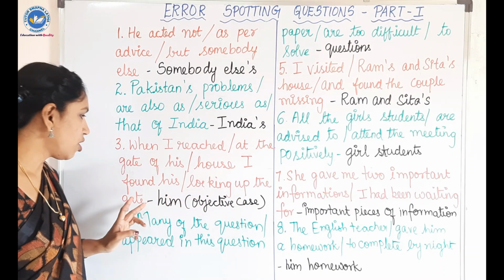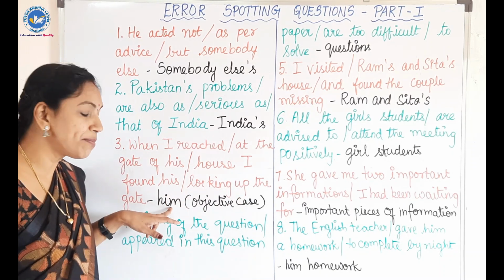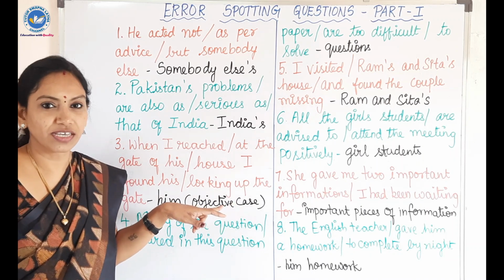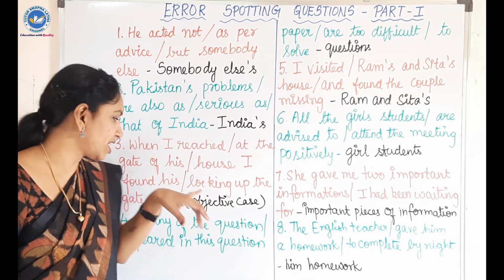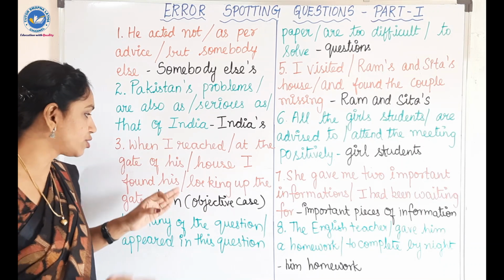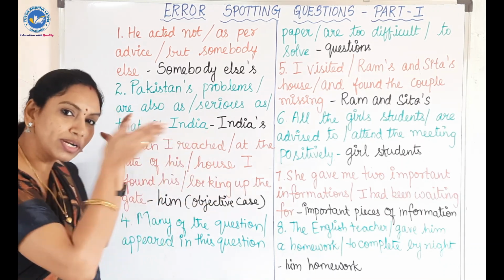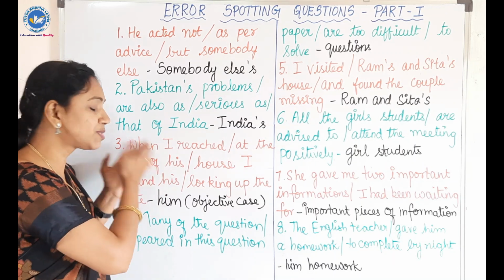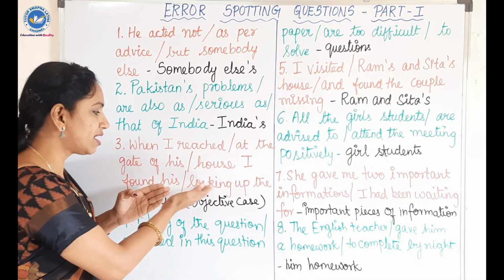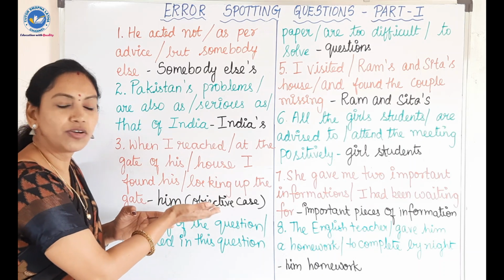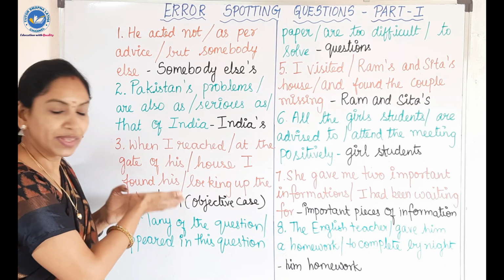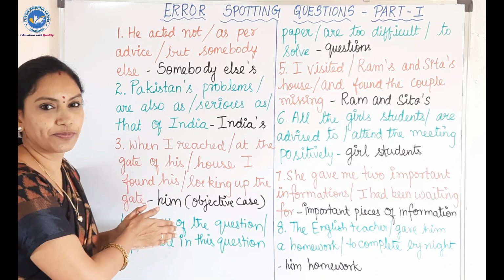L-O-C-K-I-N-G. So, locking up the gate. Him is your objective case, not your possessive case. In case of possessive case, you can use his. His also, his house. Before a noun, you will get that possessive case. This is a pronoun actually. Here, this is a verb. Locking is a verb. You can't use his here. You have to write him.